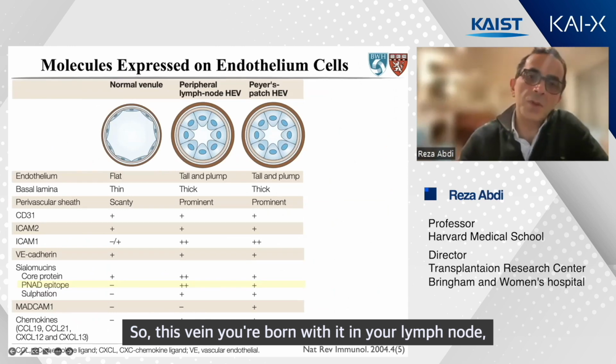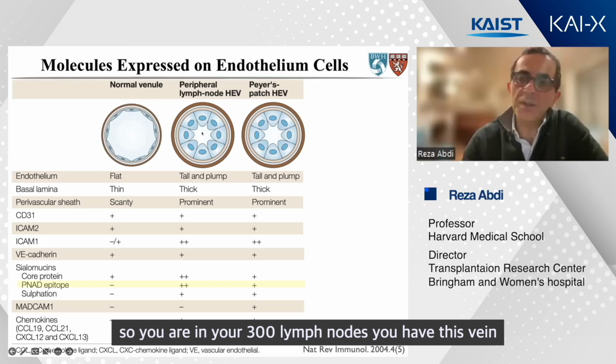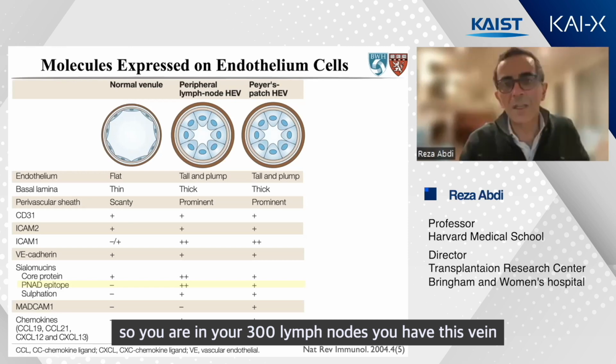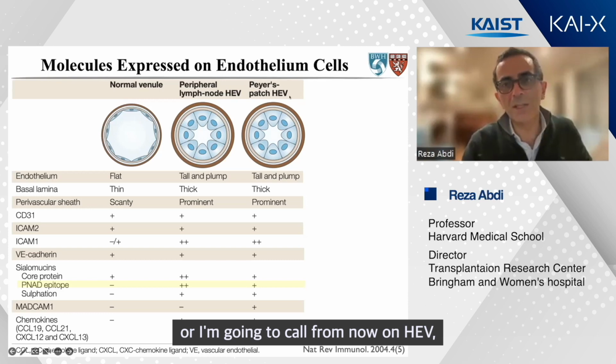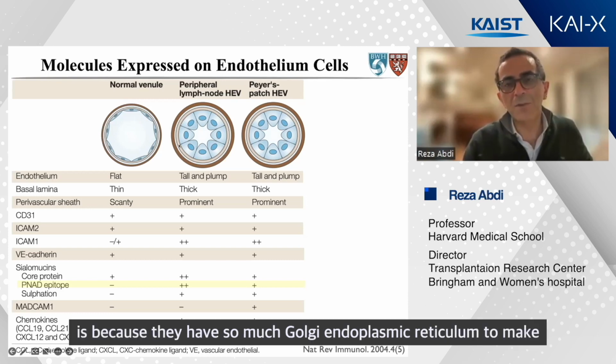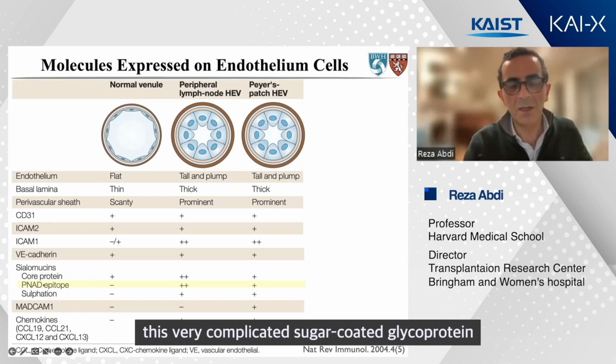And this vein, you're born with it in your lymph node. So in your 200-300 lymph nodes, you have this vein. And the reason they're called high endothelial venule, or HEV as I'm going to call them from now on, is because they have so much Golgi and endoplasmic reticulum to make this very complicated sugar-coated glycoprotein.